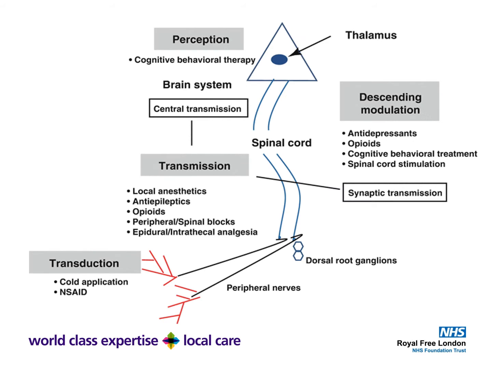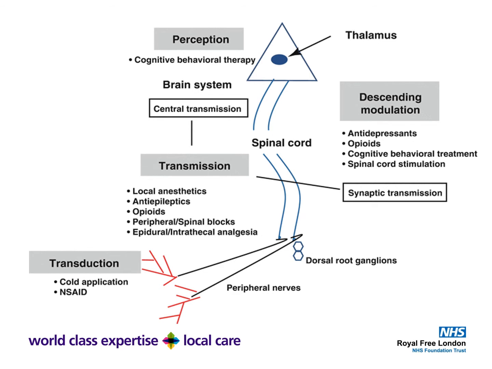So when we think about the different groups of analgesics, of course, they all have different modes of action and different planes of action. At transduction, cold application and topical NSAIDs work at the peripheral nerves. You can have drugs which affect synaptic transmission: local anesthetics, antiepileptics, opioids, peripheral and spinal blocks, and epidural and intrathecal analgesia.